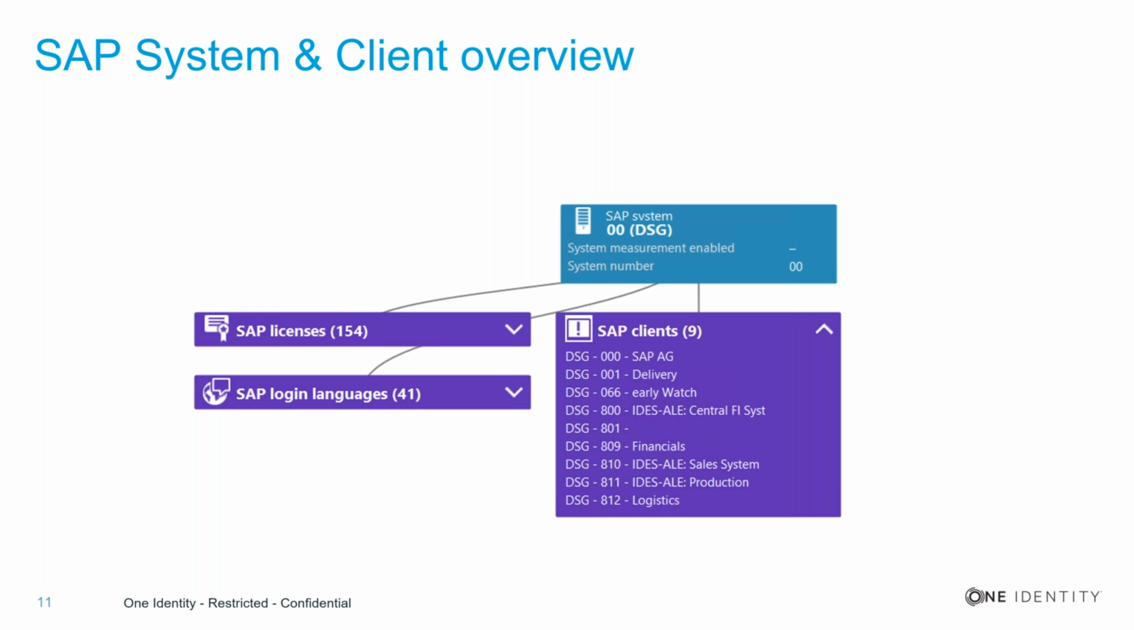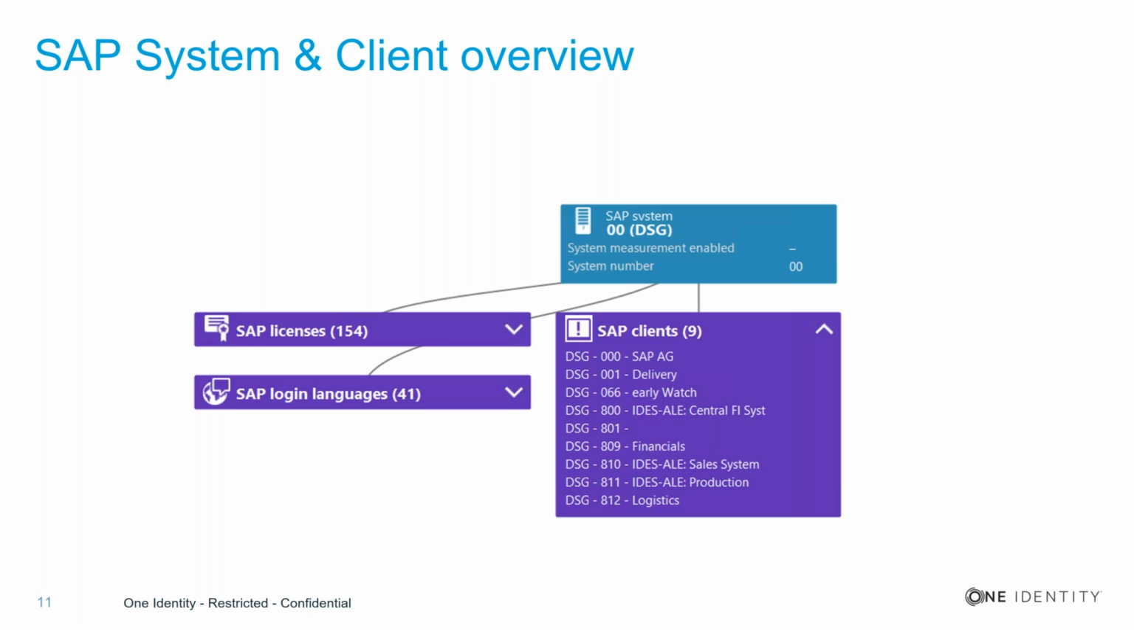The client is the focus unit from an IGA perspective. Because the client contains user master data, group information, roles, and profiles, One Identity Manager connects to a specific client and synchronizes the data of that specific client. However, One Identity Manager can also connect to more clients or all clients on that system and synchronize all that information from all the clients.